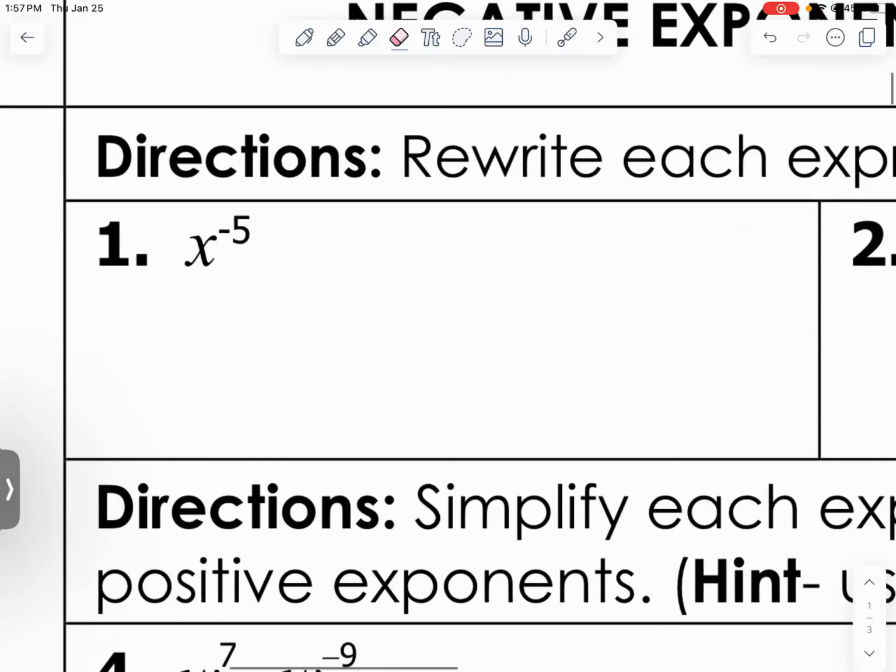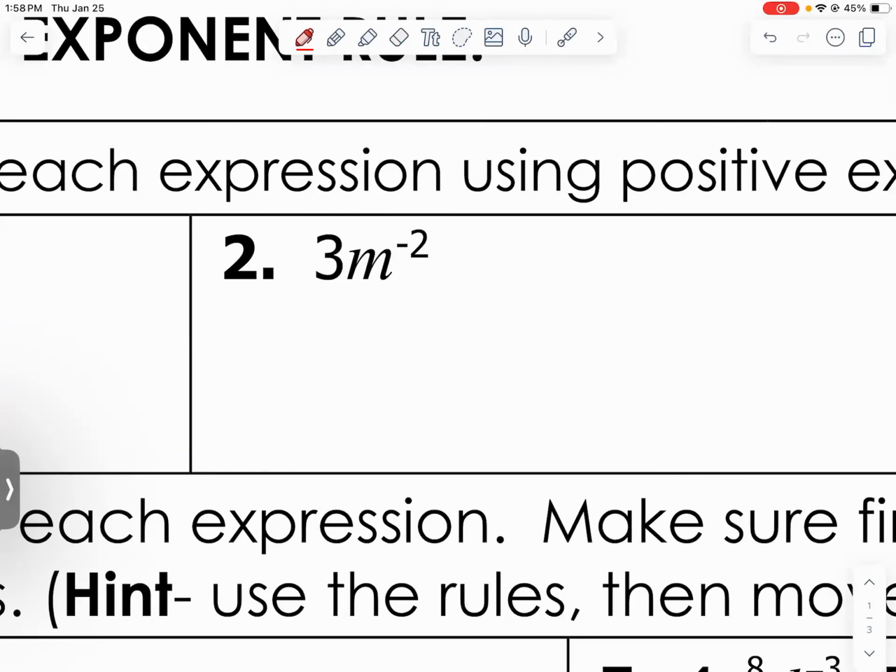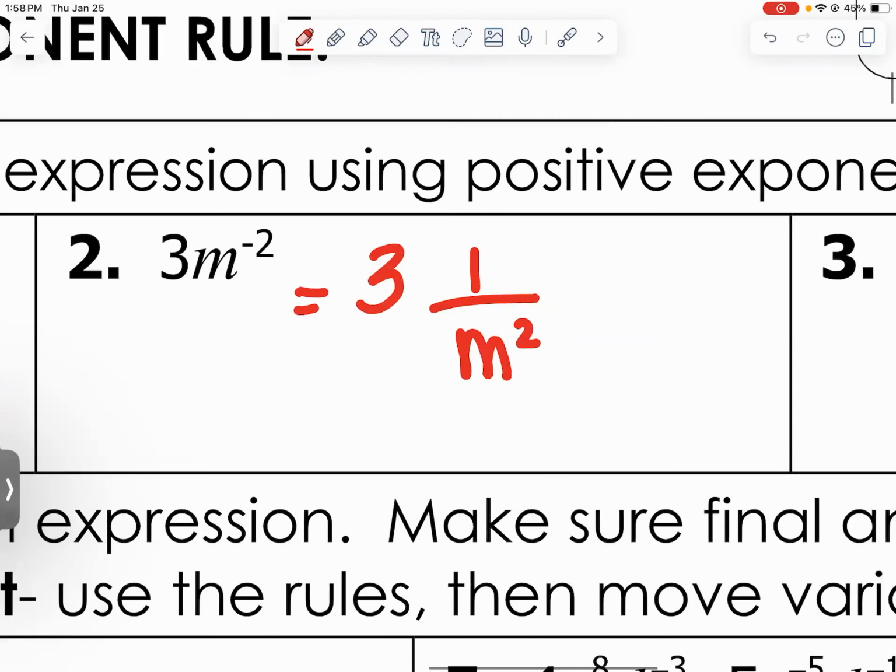All right, so let's talk about x to the negative fifth. This becomes 1 over x to the 5th power. Yes. So let's say it's 5 to the negative third. Would it then turn into 1? Well, that would be 125, not 15. All right, how about this one? 3m to the negative second. So m to the negative second becomes 1 over m squared. So we would write this as 3 over m squared.